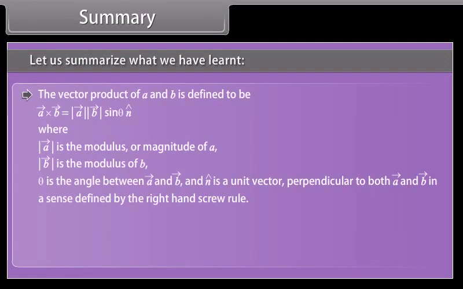The vector product of A and B is defined to be vector A cross vector B, which is equal to magnitude of vector A into magnitude of vector B into sine of theta in the direction of n cap, where magnitude of vector A is the modulus or magnitude of A, magnitude of vector B is the modulus of B, theta is the angle between vector A and B, and n cap is a unit vector perpendicular to both vector A and B in a sense defined by the right-hand screw rule.